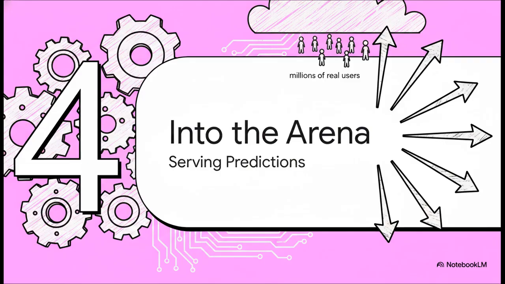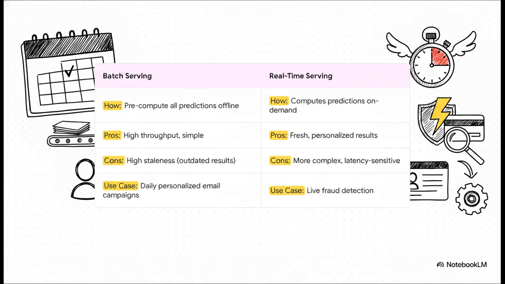Okay, our model is trained. It's smart, it's powerful. But right now, it's still just sitting in the lab. Now we have to release it into the wild, into the production environment, where it's going to face millions of real users and has to perform flawlessly. This is where the real test begins. And right away, we face a fundamental choice.